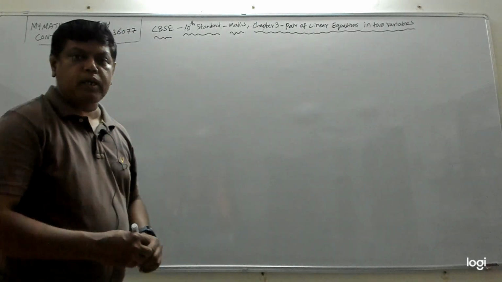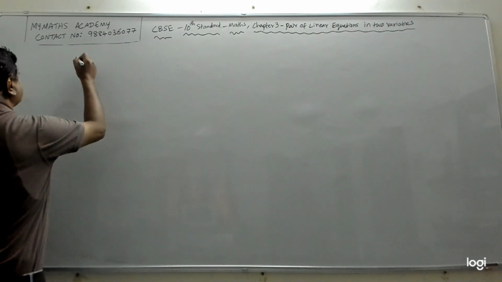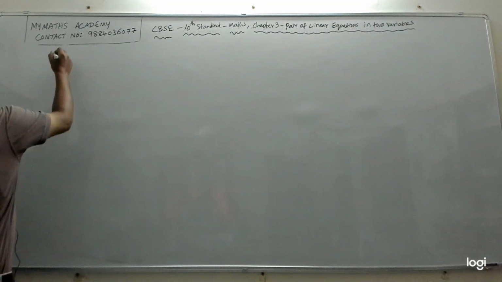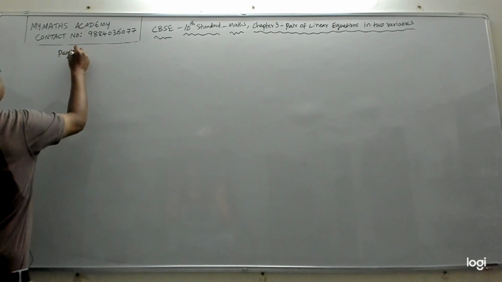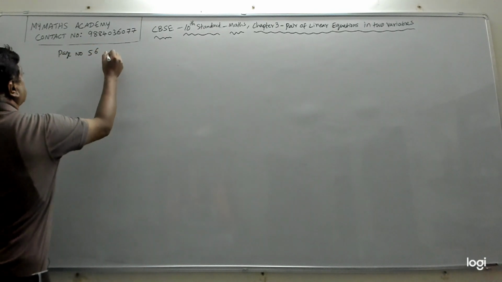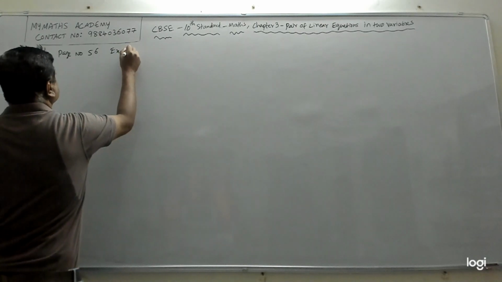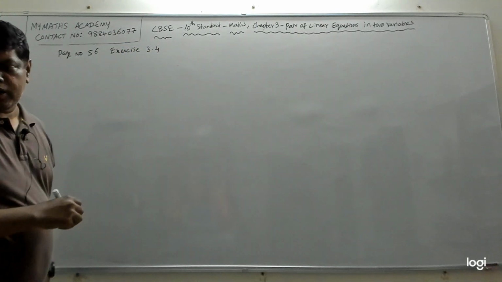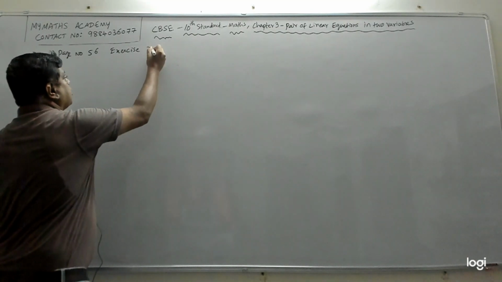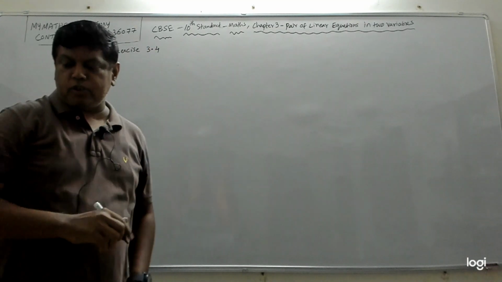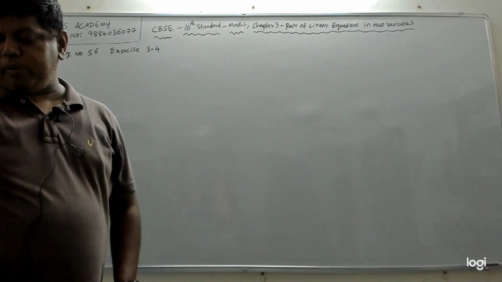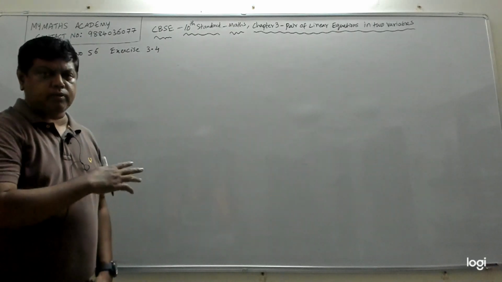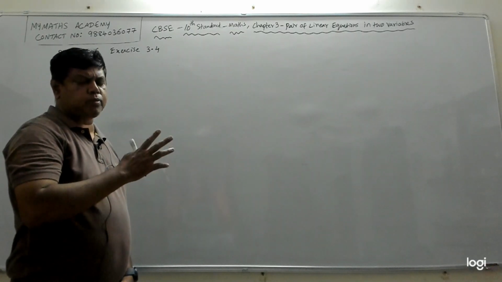In this session, we will continue with the pair of linear equations in two variables chapter for 10th standard CBSE mathematics. We'll start with exercise 3.4 on page number 56 in your textbook. The first question is, solve the following linear equations by elimination method and substitution method.